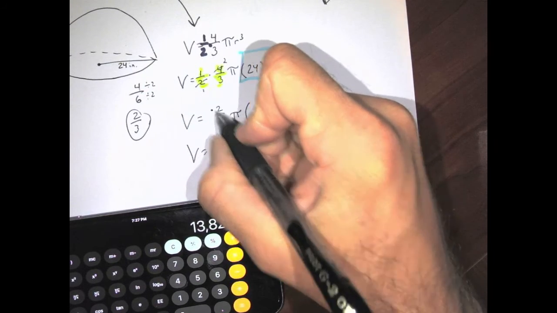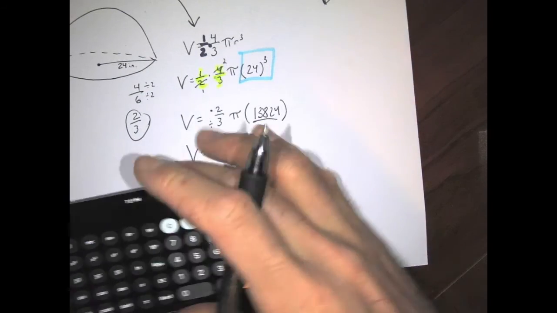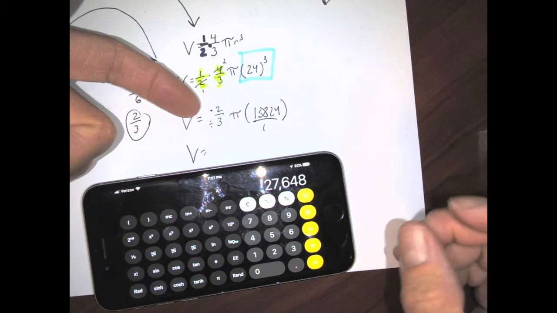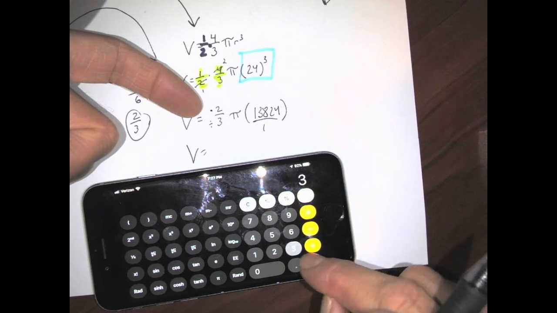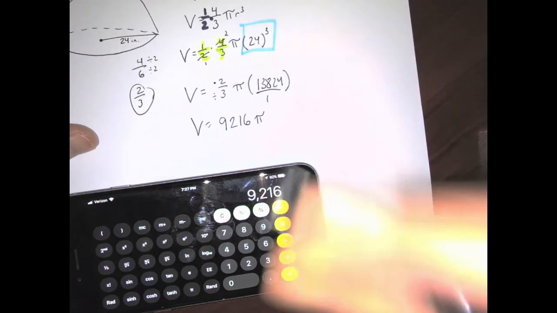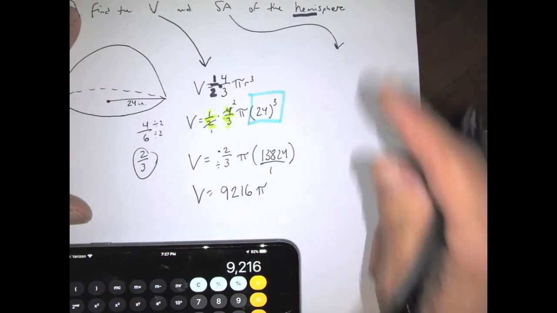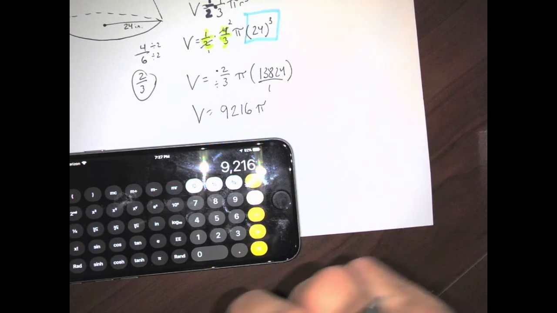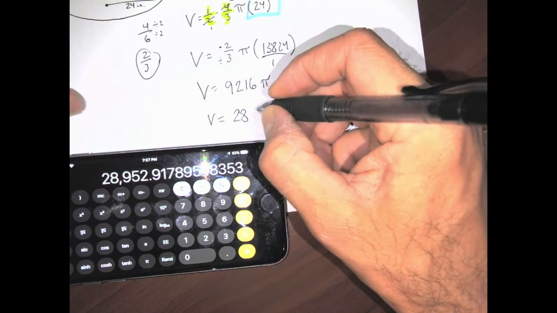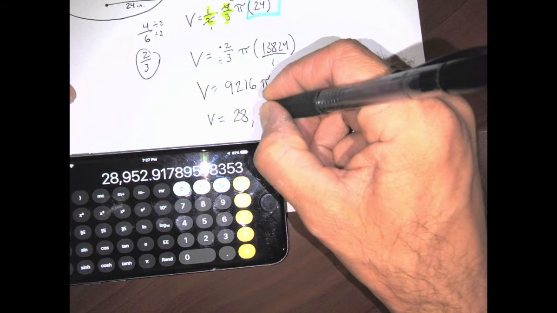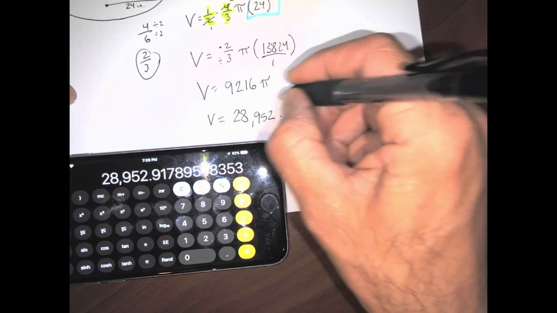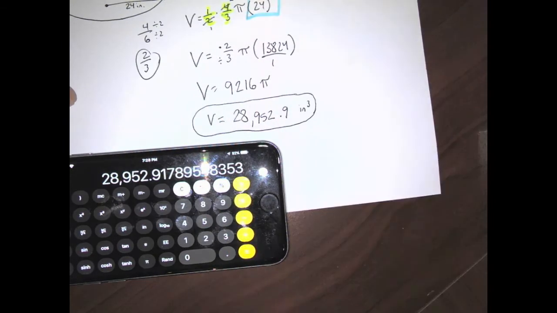You can put this over 1, so multiply it to the top number, divide it by the bottom number. So I'm going to multiply by 2. And it doesn't matter what order. You could divide first, then multiply. I multiply by 2, divide by 3. There it is. 9,216 pi. And it doesn't say anything in the directions about what to round to, so once again, round to the nearest tenth. Multiply that by pi. And the volume is 28,952.9 inches cubed. The volume is always cubed units.